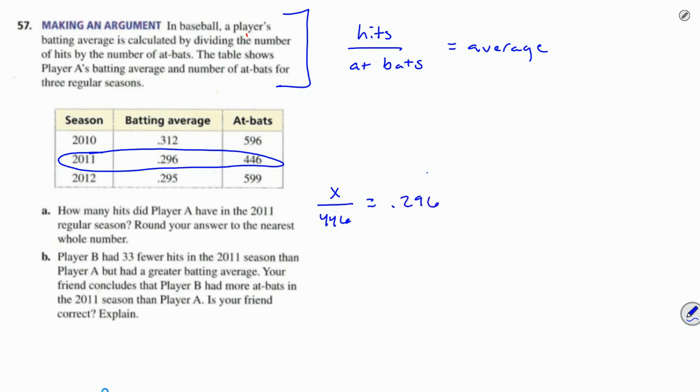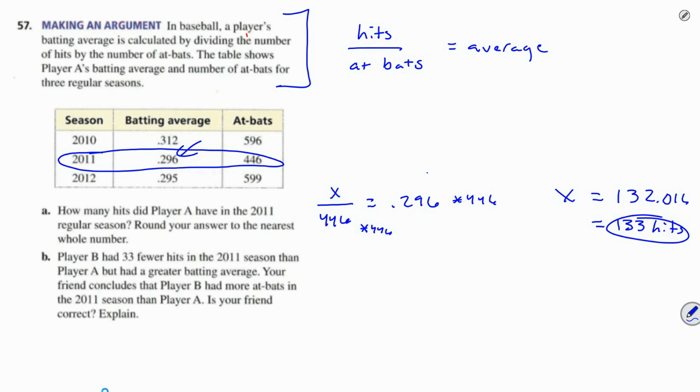To undo both sides, that's a divide by 446. So we multiply by 446, multiply by 446, and we get x equals roughly 132.016. This seems really goofy, but just trust me on this. We're going to round this up to 133 hits because this average was probably rounded, and the only way we guarantee that we get to that average when rounded is to take the number of hits up.